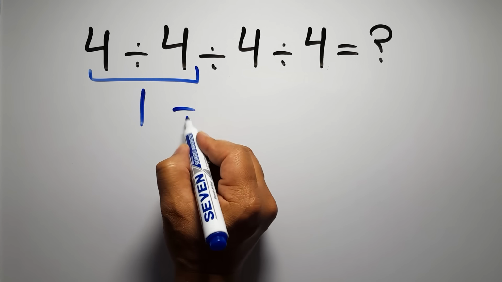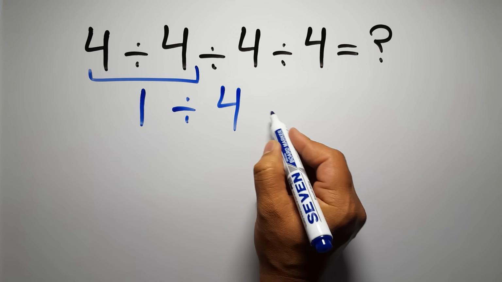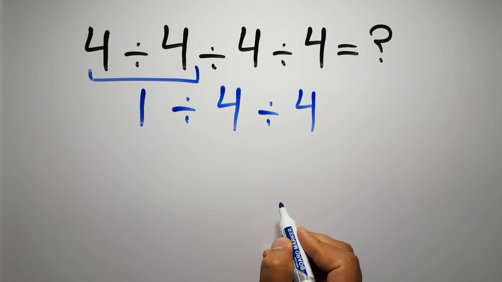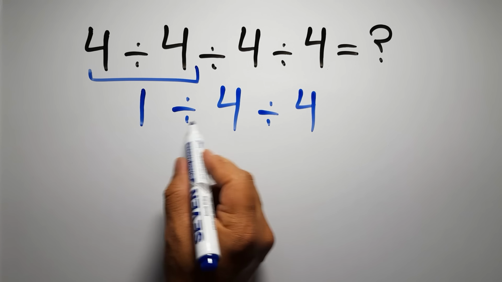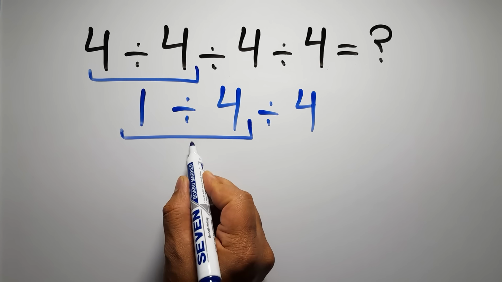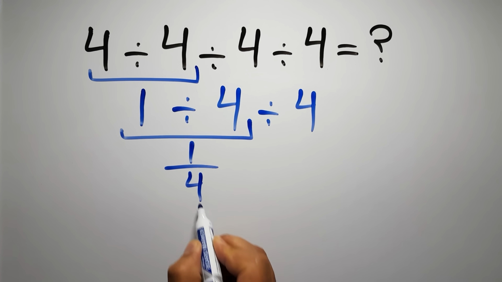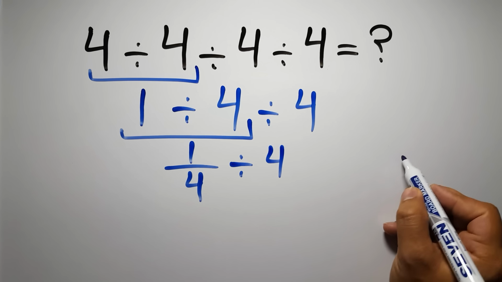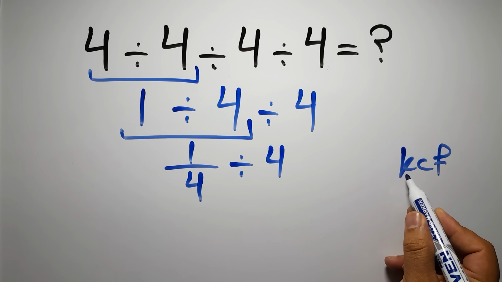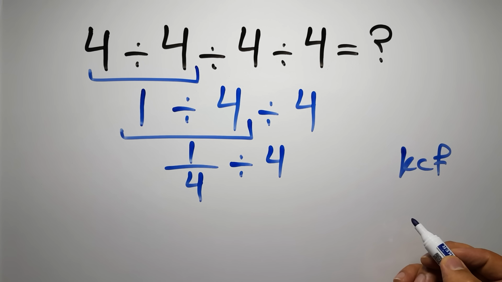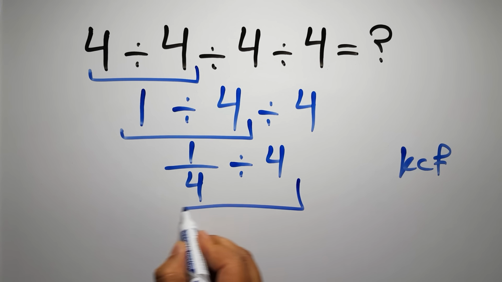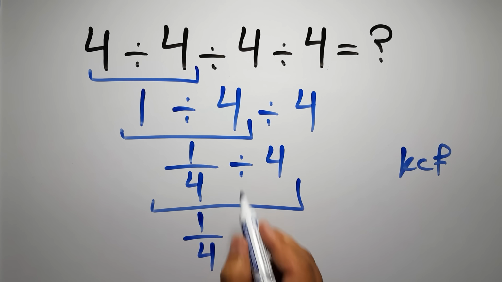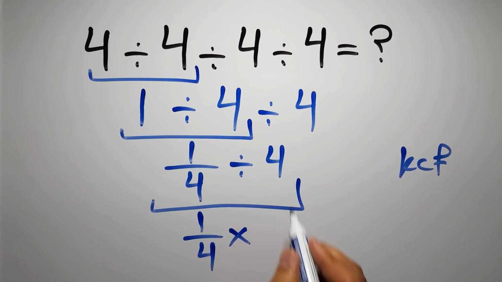So 1 divided by 4 and again divided by 4. Now we have to do this division. 1 divided by 4 can be written as 1 over 4. Then divided by 4. Now, according to the KCF rule, K stands for keep, C stands for change, and F stands for flip. We can write keep the first fraction, change division to multiplication, and flip the second fraction.